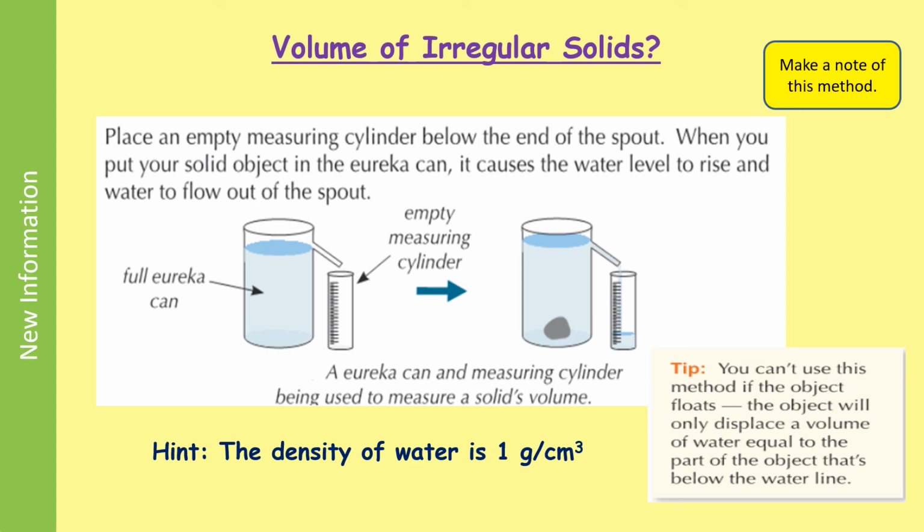What you do is you fill the Eureka can with water up to the level of this spout, and then you let it settle. Once it has settled, you drop your object into the water. The level of the water rises, some of it comes out of the spout, and you measure it in this measuring cylinder. The amount of water that's displaced into the measuring cylinder is the same as the volume of your submerged object. So you can just read it off the side of the measuring cylinder here.